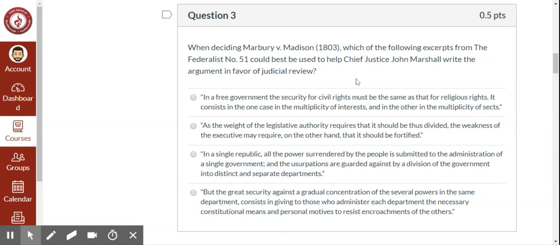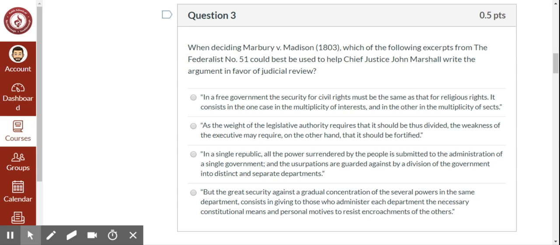Question 3, once again, focusing on Marbury versus Madison, so we can see just how important this case is. When deciding Marbury versus Madison, 1803, which of the following excerpts from Federalist number 51 could best be used to help Chief Justice John Marshall write the argument in favor of judicial review?